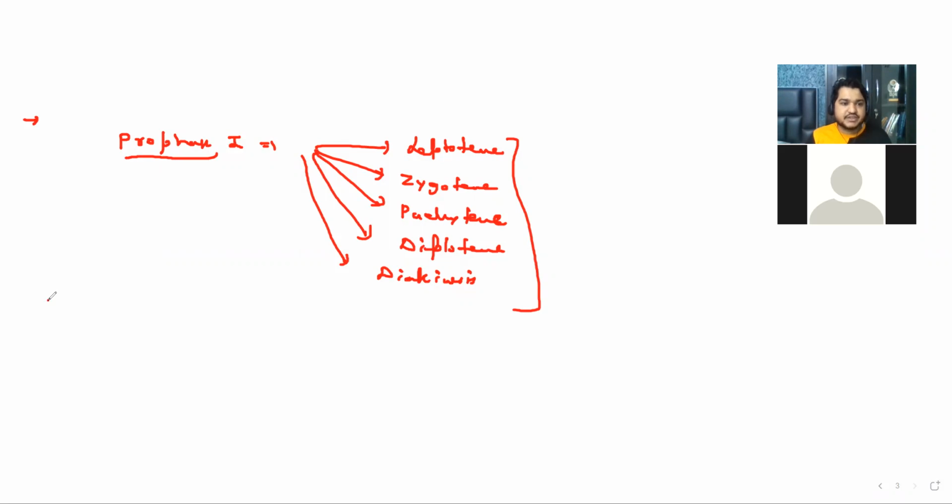So now, if I talk about meiosis, it has two divisions, meiosis 1 and meiosis 2. But the actual division is meiosis 1, where the chromosome number is reduced to half. Actual is meiosis 1.